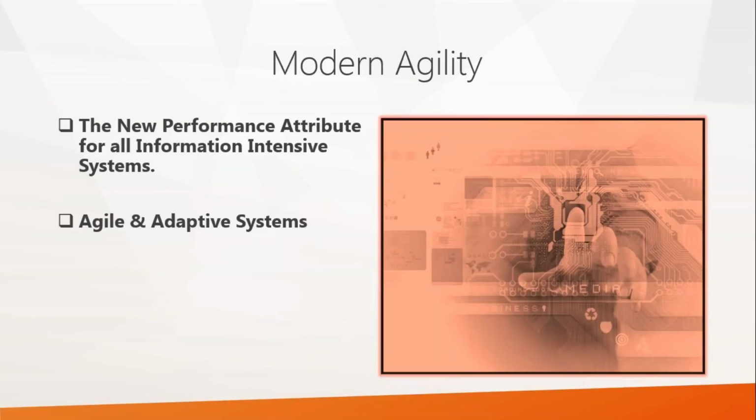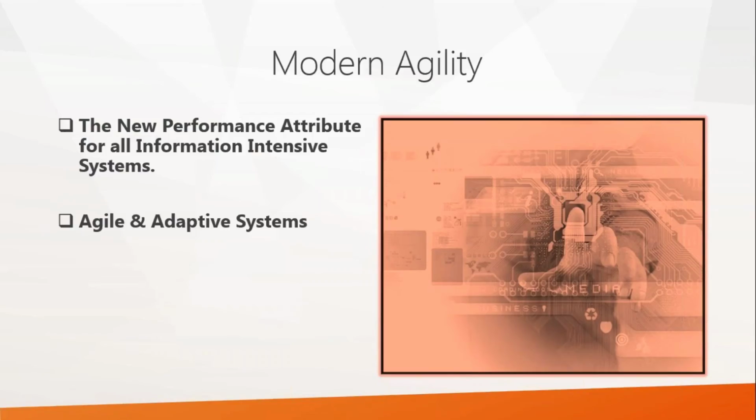It started off, as we will discuss in a moment, in a rather confined area, but now it's gone pretty much global. Most industries now are talking about agility in some form or fashion. We call it modern agility for the purposes of our discussions here, and it is now considered pretty much across the board as being the new performance attribute for all information-intensive systems.